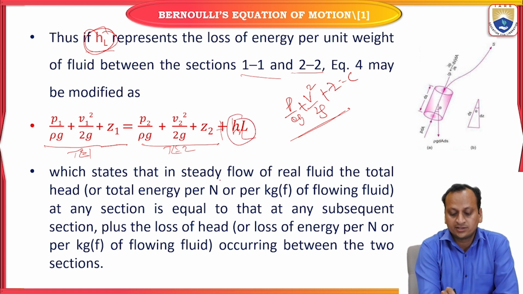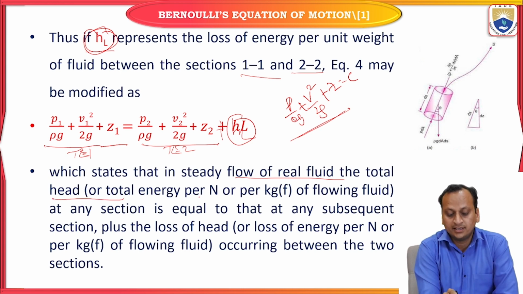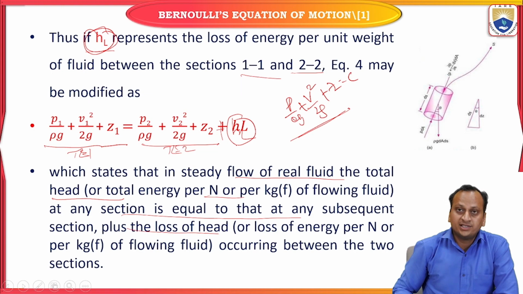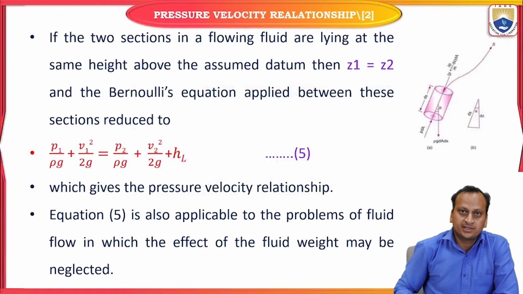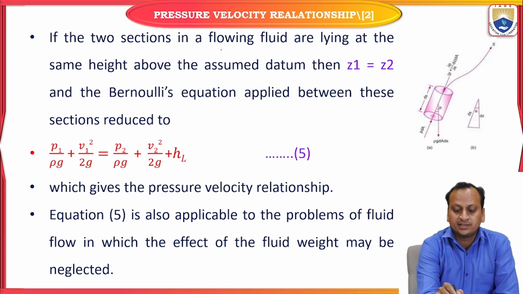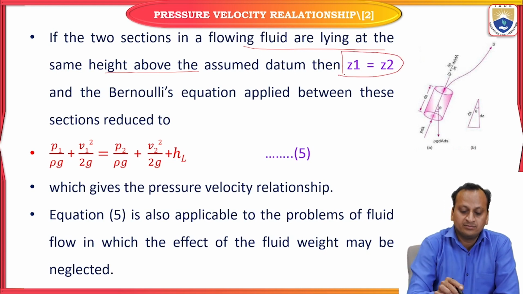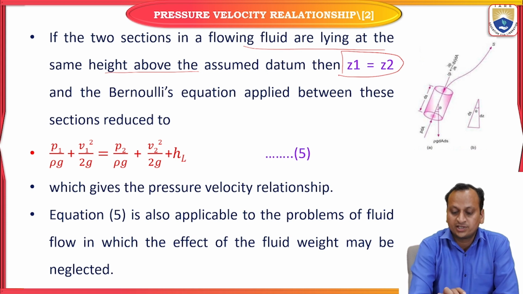It states that in steady flow of real fluid, the total head per Newton or per kgf of flowing fluid at any section is equal to that of any subsequent section plus loss of head. So the loss of head will be added as it is a real fluid. In this case, if the two sections in flowing fluid are lying at the same height above the assumed datum, then Z1 is equal to Z2. As the datum is the same, you can eliminate the Z component, the potential component.